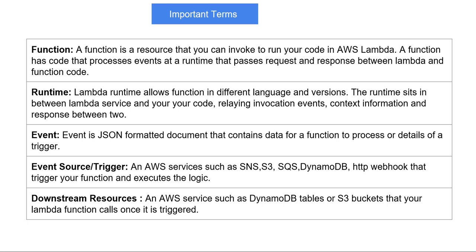So, I am back again, and in this video, we are going to discuss some important keywords or terms related to AWS Lambda function. The first one is the function. A function is a resource that you can invoke to run your code in AWS Lambda. Basically, a function is the actual code block where we will put our business logic or the script that we intend to run with the help of AWS Lambda. Okay, so that is the function.